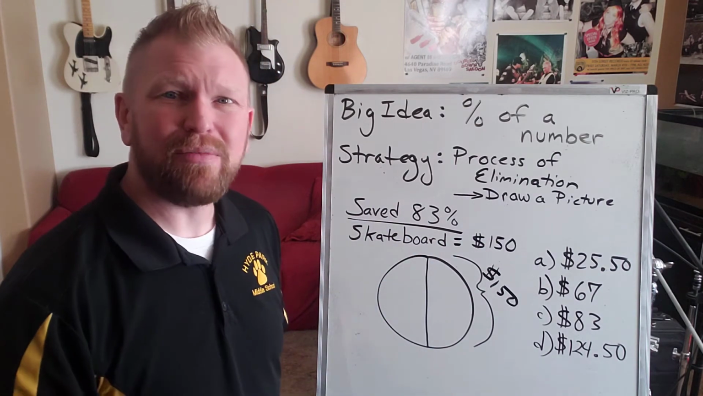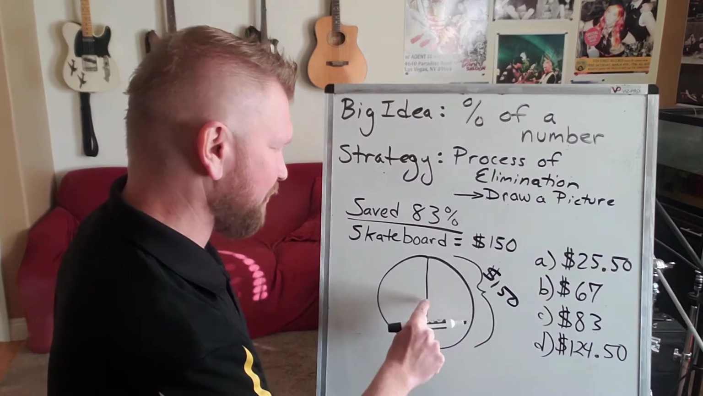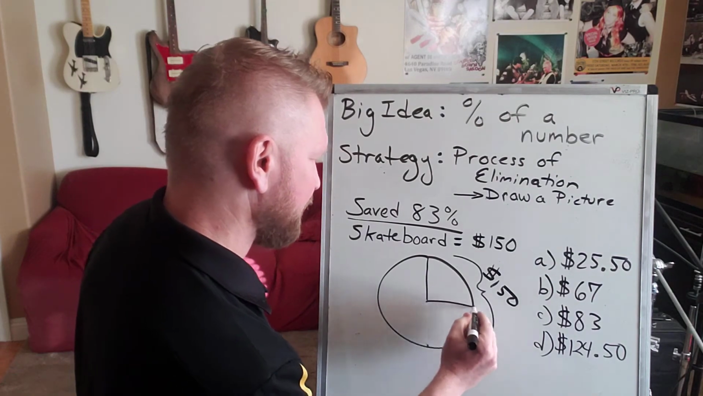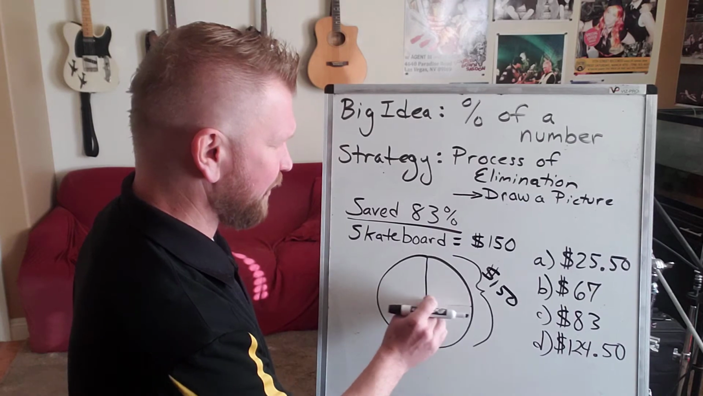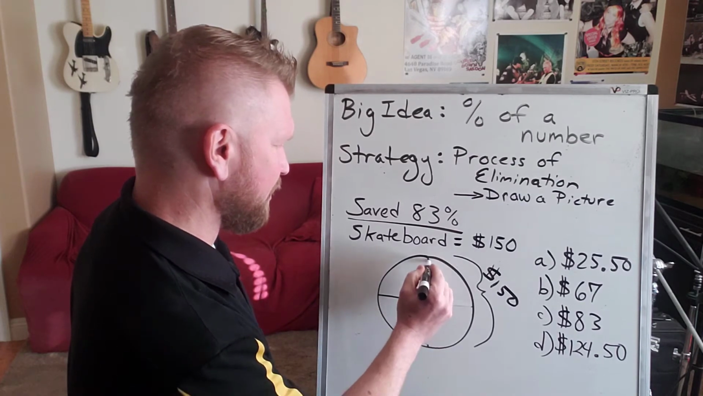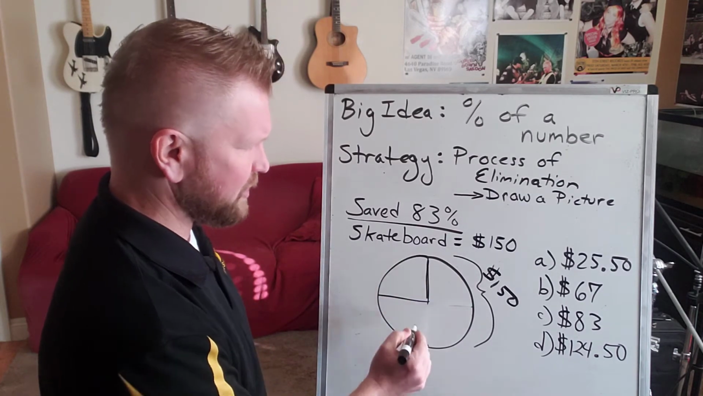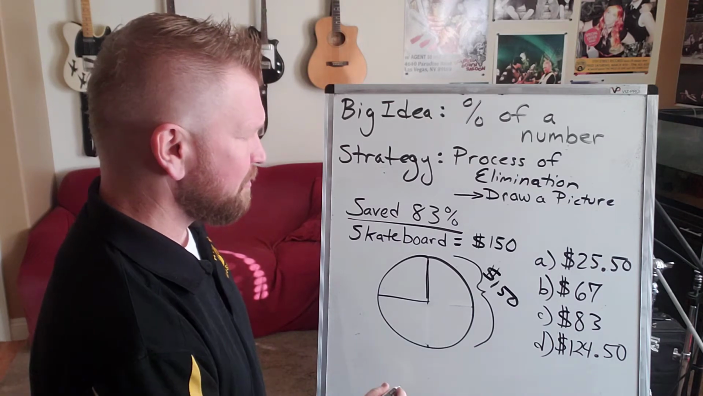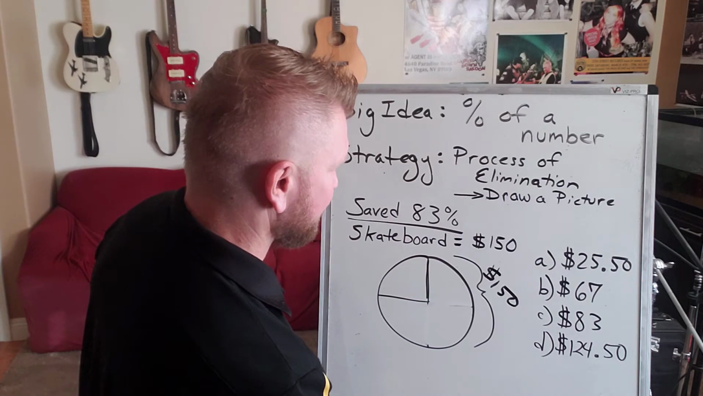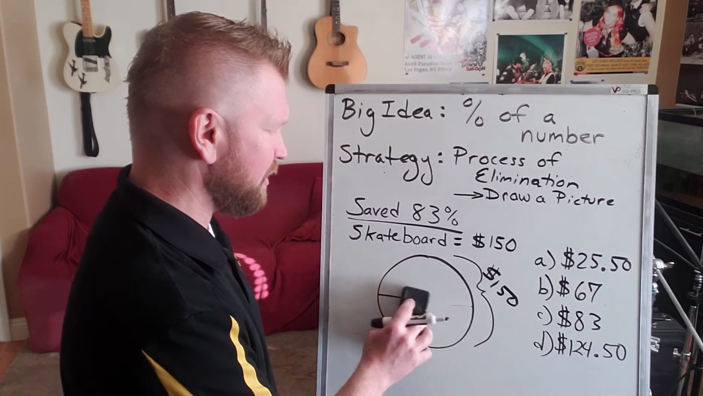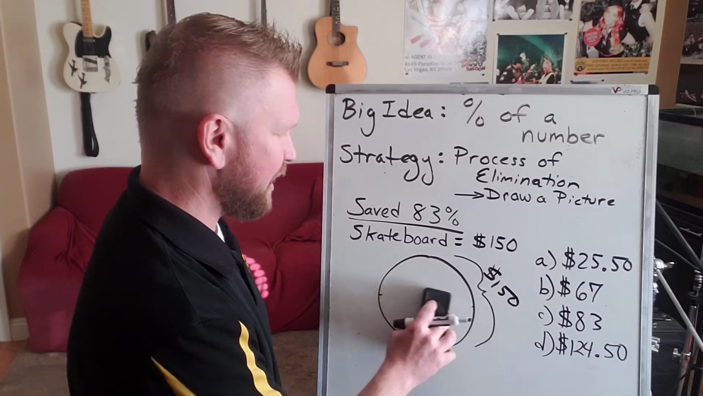So think about how we would draw that. Like if it was 25%, that would go like this. 50% would be half. If it was 75%, it might go like this, where this is 75%. But he saved even more than 75%. He saved 83%. So that's going to be a pretty big pie piece to represent 83%.